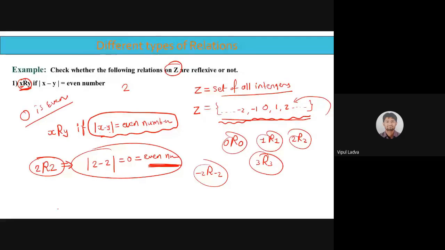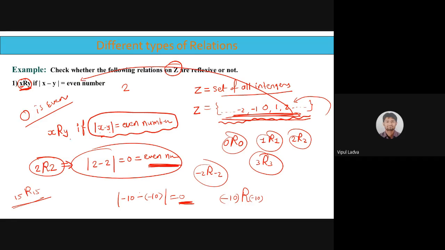Now with the similar logic, if you pick any number from Z, if you pick -10, it is a member of Z. -10 minus -10, if you identify the absolute value of this, then surely it will be 0. And we know that 0 is an even number. That means we can conclude that -10 is in relation with -10. Similarly, if you pick 15, 15 is in relation with 15, because 15 minus 15 is 0. 0 is an even number. So yes, all the elements of this particular set are satisfying this condition.